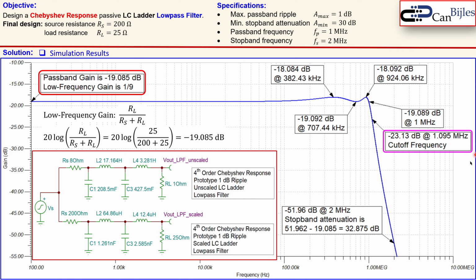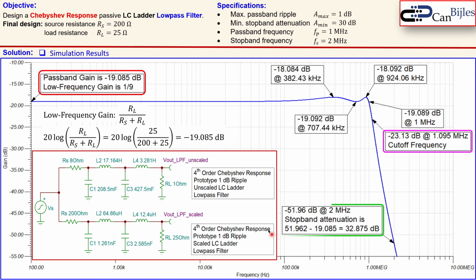We also see here the cutoff frequency, which we have calculated as 6.616 megaradians per second. If you convert that to hertz, you get here 1.095 megahertz. It is almost 0.1 megahertz, so actually in this case 95 kilohertz larger than the passband frequency.